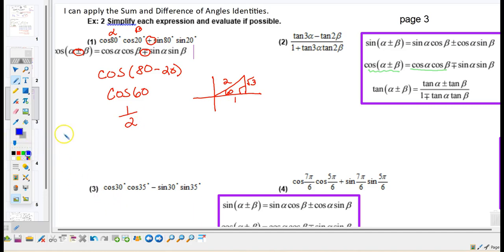Ooh, finally a tangent. So in number 2, I see tangent, tangent, tangents everywhere. And 3 alpha, 2 beta. So with this tangent formula, in the numerator, we have subtraction. That's the bottom part of the plus or minus. So I'm going to use the bottom part here. The 3 alpha is in the first angle spot. The 2 beta is in the second angle spot. Nothing else left to do. That's as simple as it goes. I cannot simplify that anymore.